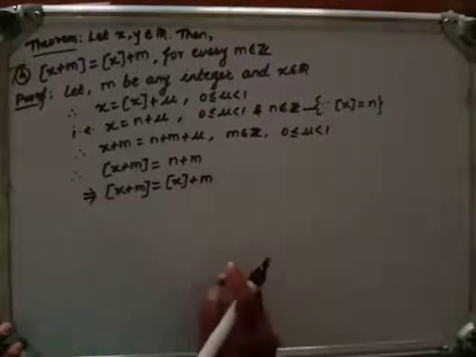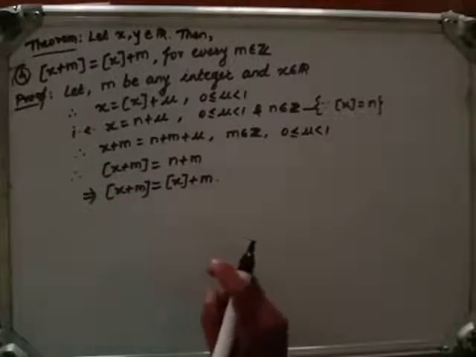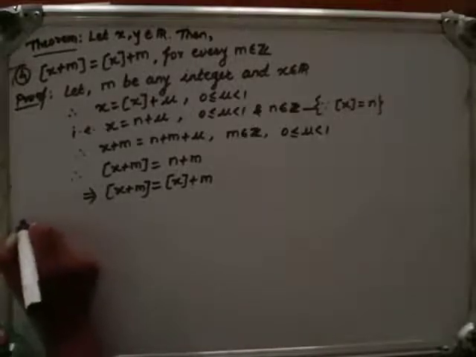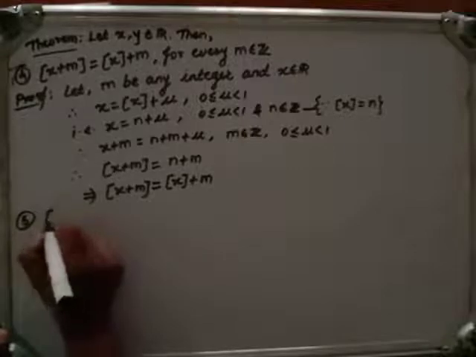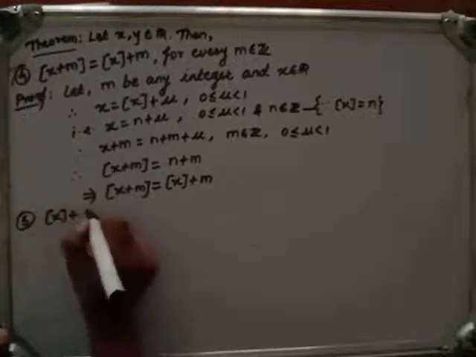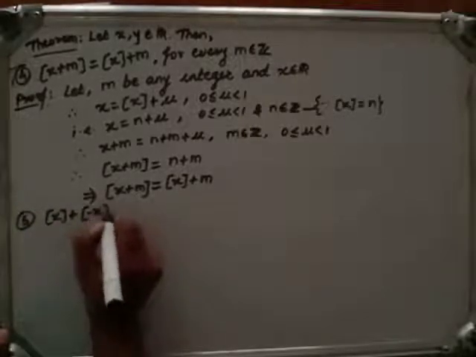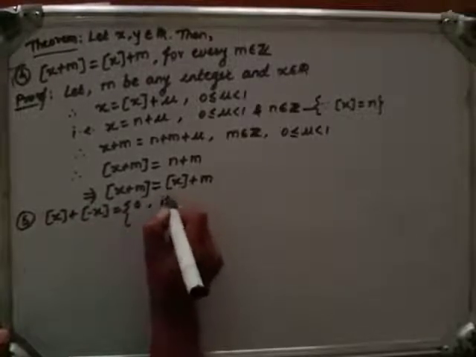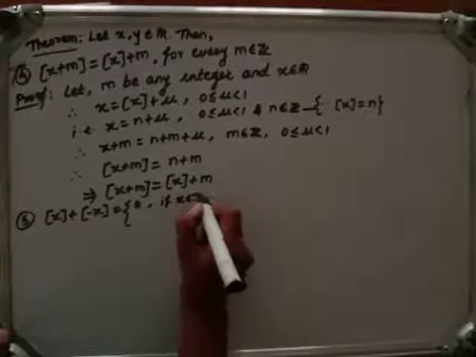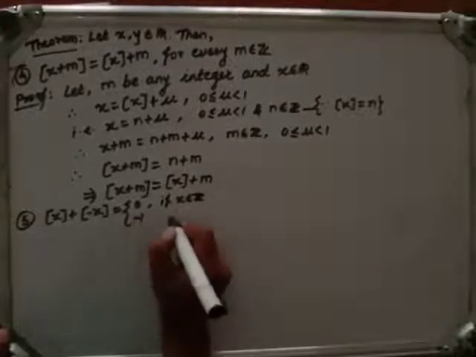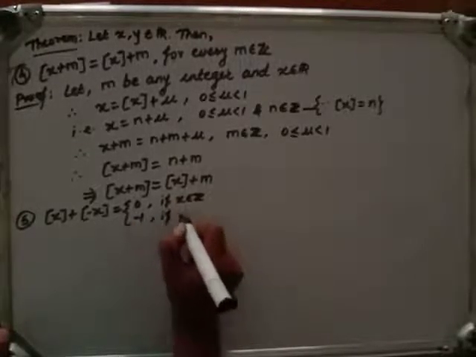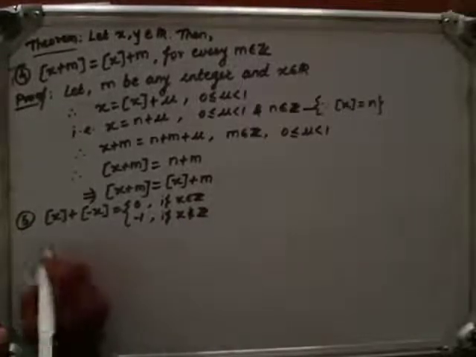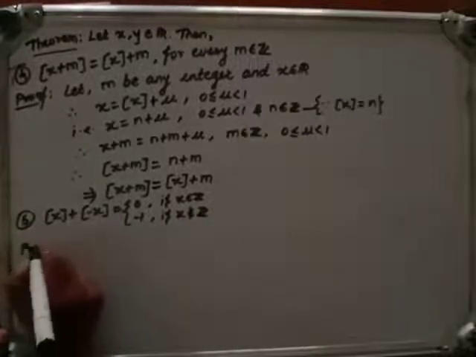Fine. Now let's see the next one, the fifth one. The greatest integer function of x plus the greatest integer function of minus x equals 0 if x is an integer, and minus 1 if x doesn't belong to the set of integers. So let's see the proof of it.